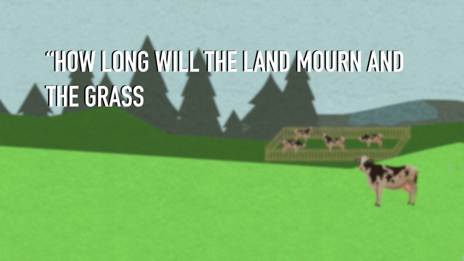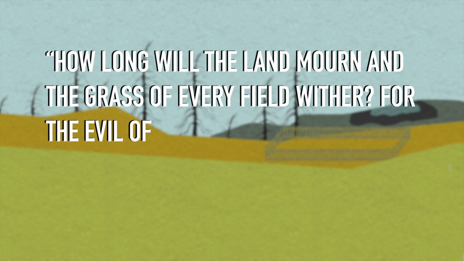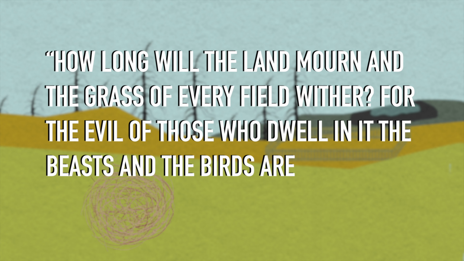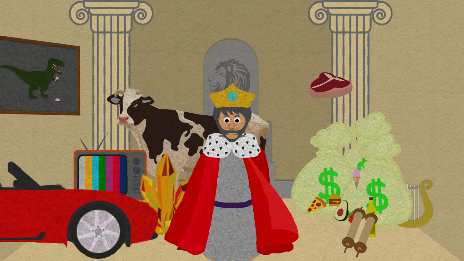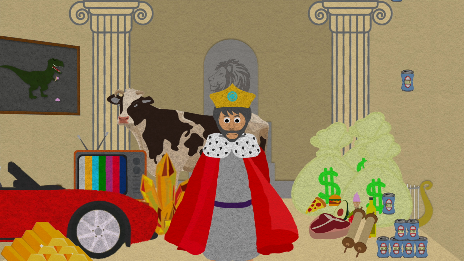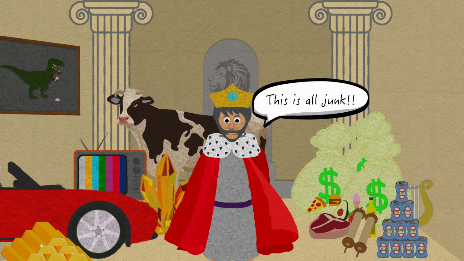pain. The prophet Jeremiah in the Old Testament was very aware of the condition of the world when he wrote in chapter 12, "How long will the land mourn and the grass of every field wither? For the evil of those who dwell in it, the beasts and the birds are swept away." Furthermore, one of the major themes in the whole book of Ecclesiastes is that all is vanity, this world is cursed, and one day we all will die.